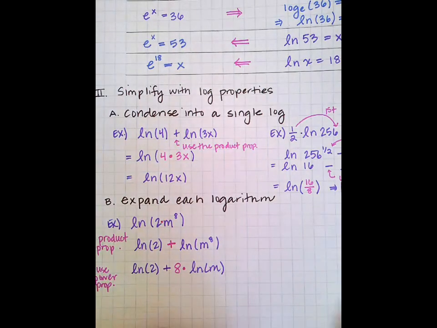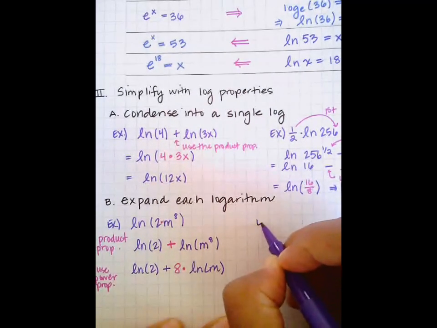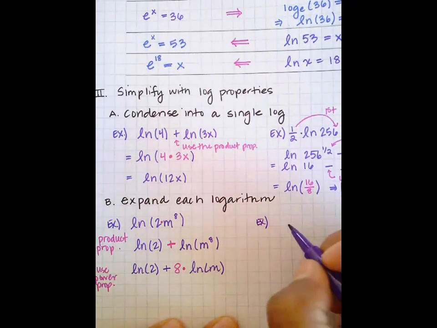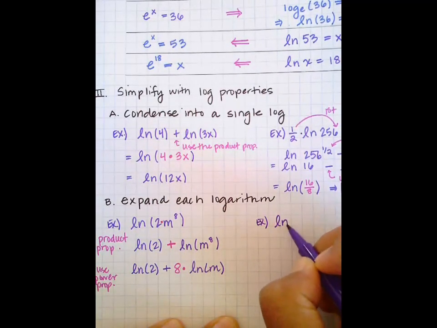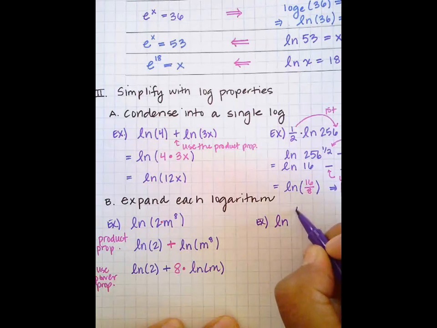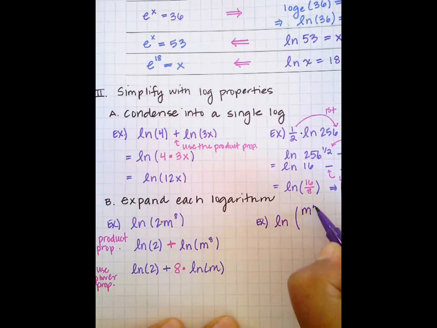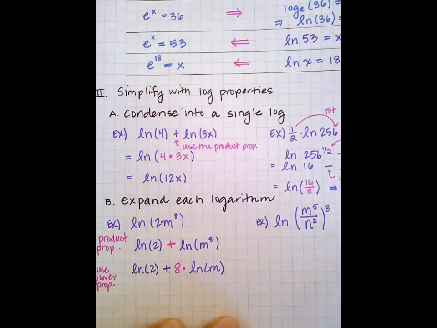The final example that we will go over today is if we have the ln of m to the 5th power divided by n squared, all raised to the 3rd power. Again, it's the ln of m to the 5th divided by n squared, all raised to the 3rd power.